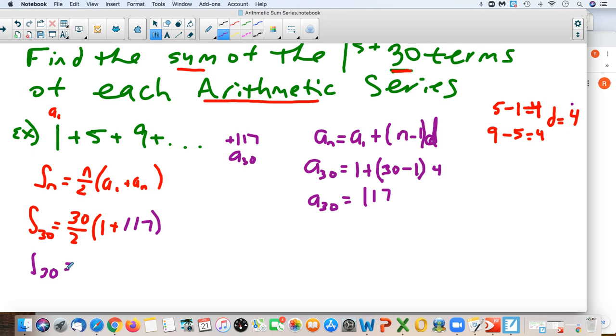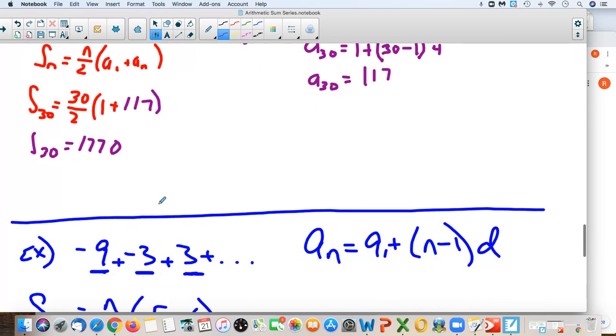117 plus 1 is 118. So 118 times 30 over 2 is 15 times 118, which is 1,770. 1,770. That is the sum. If you add all of these terms up to 117, you get 1,770. See? So the 30th term was generated. We use that to find the sum because the sum involves the first and the last term of the sequence. See? Nice job. All right.